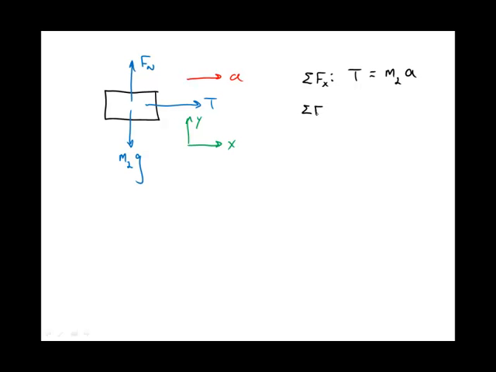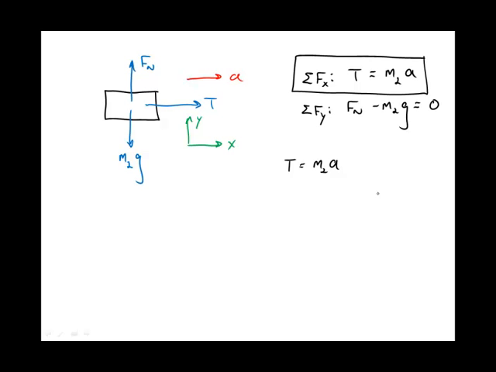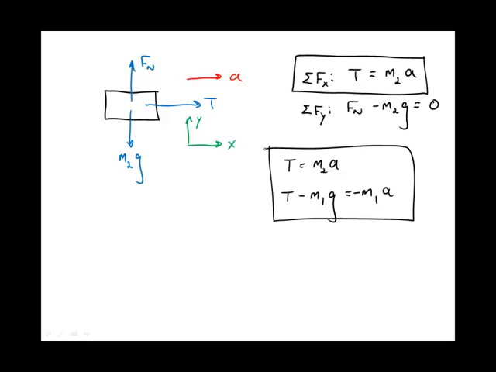And when I look at the sum of the forces in the y direction, I get F normal minus m2 times g equals m2 times a in the y direction, but that's 0 because there is no acceleration up and down. And so this yields one important equation, and that's T equals m2a. So you'll notice I have two equations. I have T equals m2a, and from the previous slide I had T minus m1g equals minus m1a. So there are my two equations.